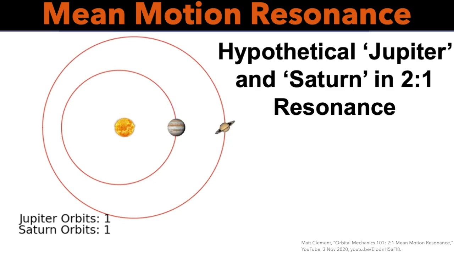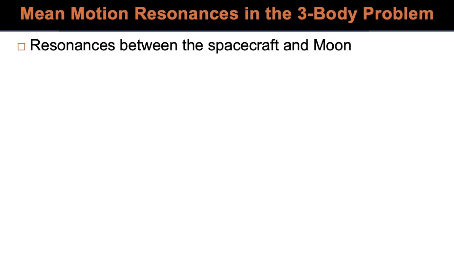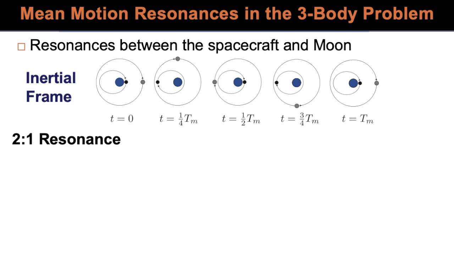So the last section, I'm going to say some things about mean motion resonance. I like seeing movies, and this is a cheesy movie that I found online: a hypothetical Jupiter and Saturn in a 2-1 resonance. They seem to match up after Jupiter does 2 periods for every 1 period of Saturn. So these resonances can be important. And we're talking about resonances between the spacecraft's orbit around the Earth and the Moon's orbit around the Earth.